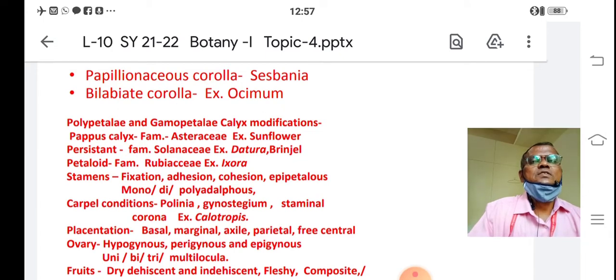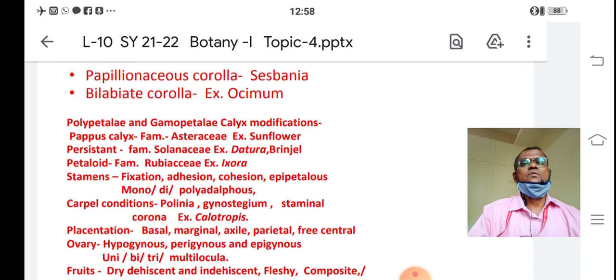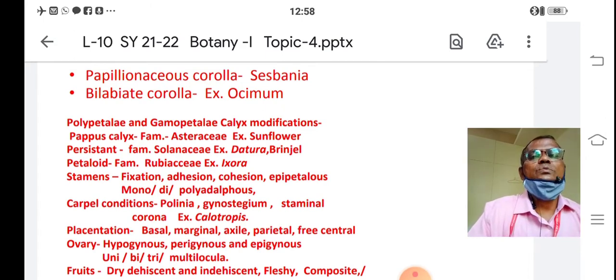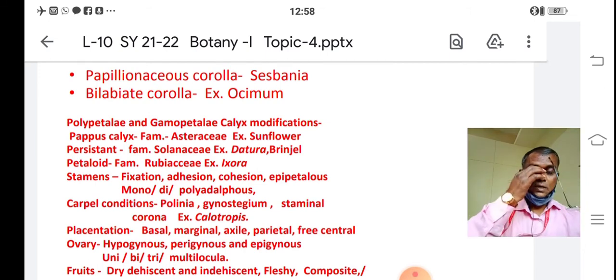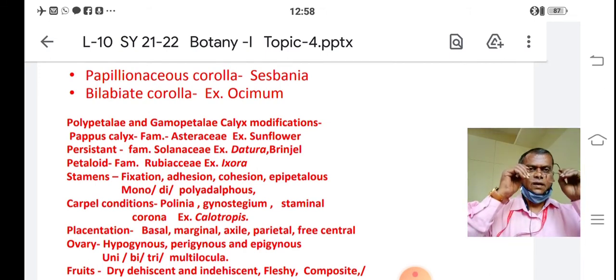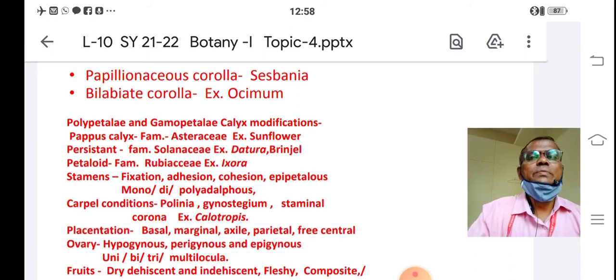ब्रिंजल पर्सिस्टंट म्हणजे द कॅलिक्स रिमेन अप टू द फ्रूट मॅच्युरेशन and it is not dehiscing, so therefore it is not removable, so it is called as a persistent. Petaloid म्हणजे काय, the calyx are petal like color, we suppose red. So that today you are observing in practical we have selected this family Rubiaceae as per our syllabus. So Ixora is the good example. So their petals and the sepals color, it is having the same coloration, right? So it is called as a petaloid.